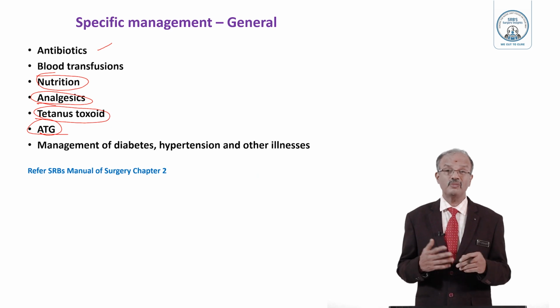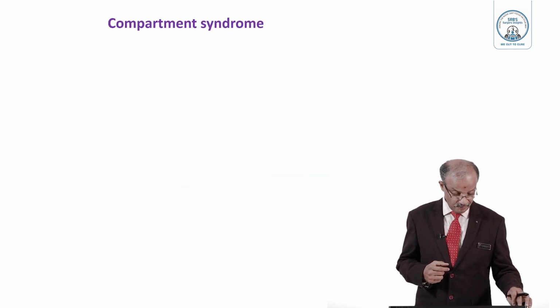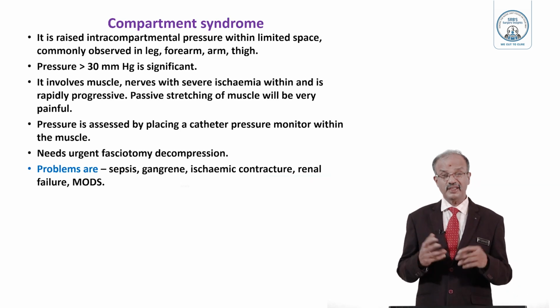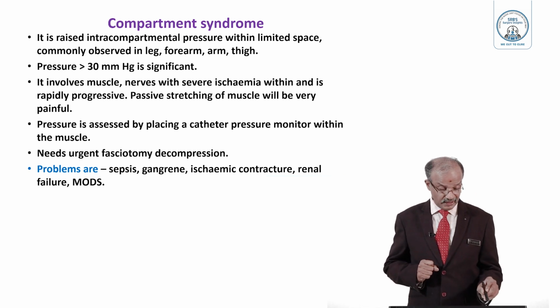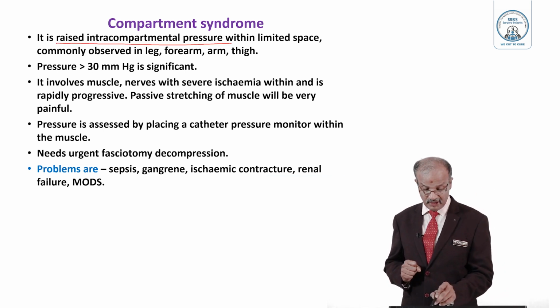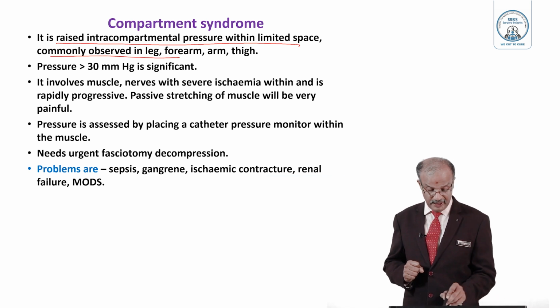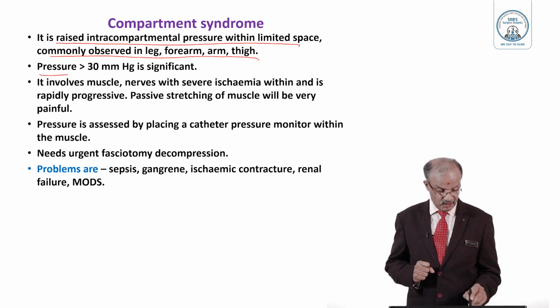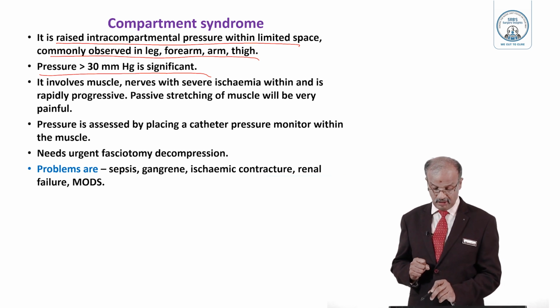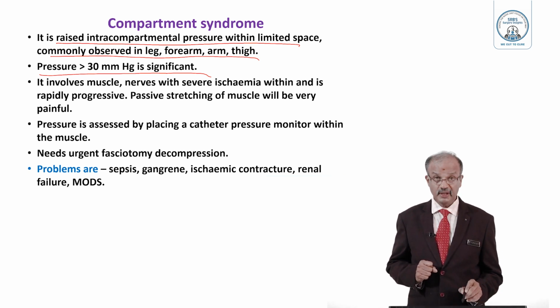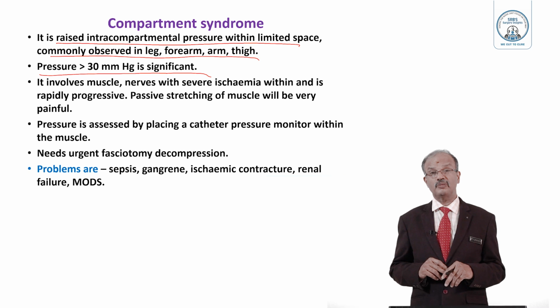Doppler or imaging may have to be done of the local area. So compartment syndrome is another type. I'm not going to go into detail, just go through my manual, but it is important. It is raised intra-compartmental pressure within a limited space, commonly observed in the leg, forearm, arm, and thigh. Pressure more than 30 mm is significant. It involves muscle and nerves with severe ischemia, and is rapidly progressive. Remember, compartment syndrome is very rapidly progressive.